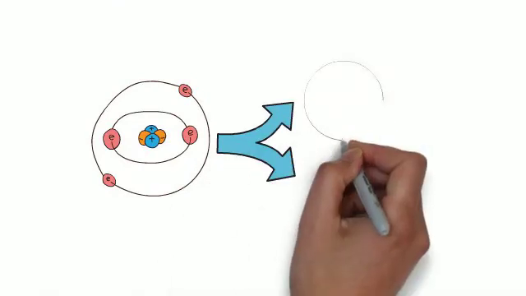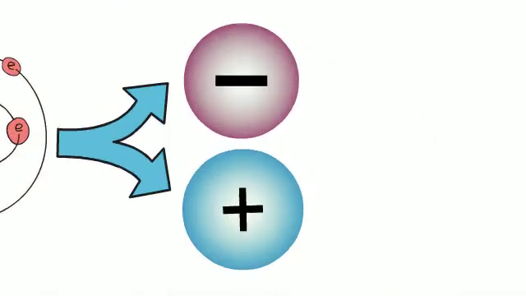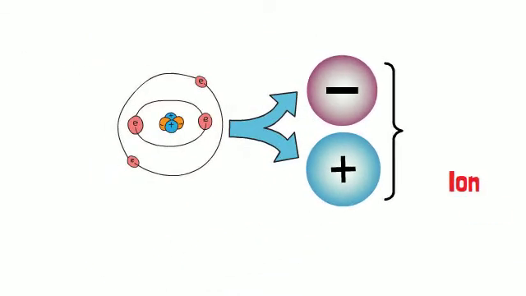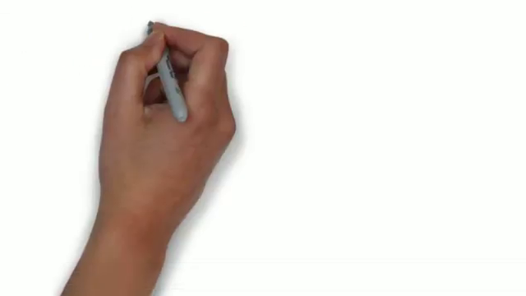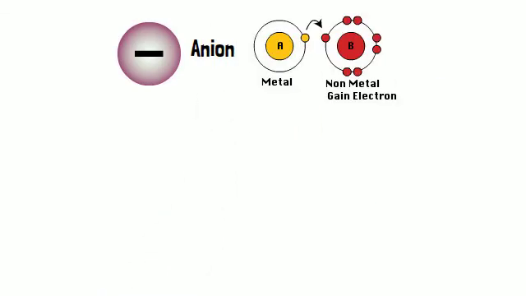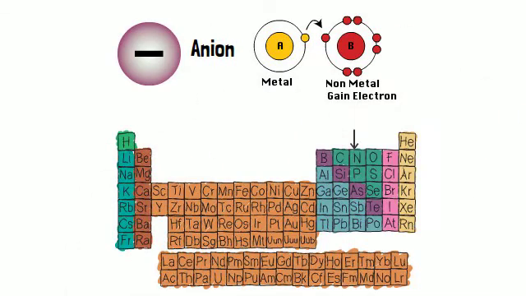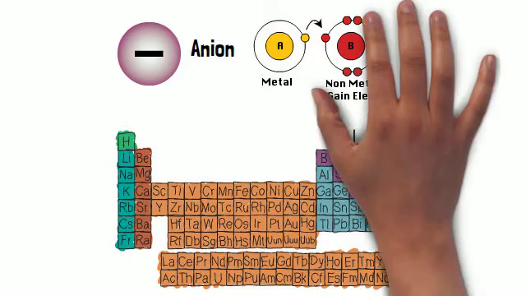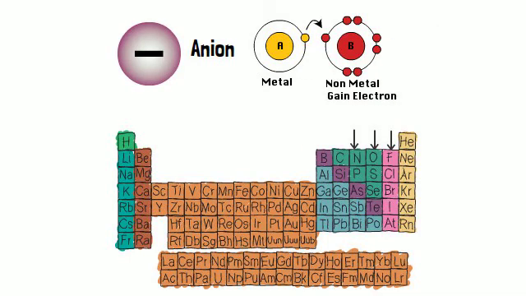Atoms can become either negatively or positively charged. Charged atoms are called ions. Negatively charged ions are known as anions. Anions are formed when atoms gain electrons. On the periodic table, group 15 to 17 form anions. Group 15 form a charge of -3. That is, the elements in this group need to gain 3 electrons in order to form octet configuration.